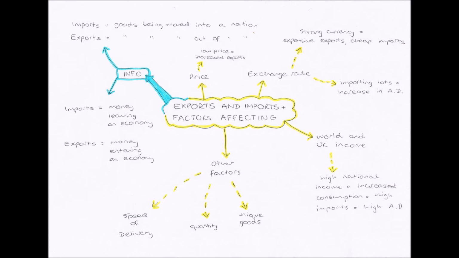Also other factors will be taken into account. For example, how quickly we want goods imported or exported, the quantity of goods we want imported or exported, and whether we want certain unique specialised goods imported or exported. These things will affect how much we import and how much we export. For example, in Britain we may only export one specific type of book. So if demand for this book is high, then exports will be high because we're exporting loads and loads of this book. So that's a unique good.